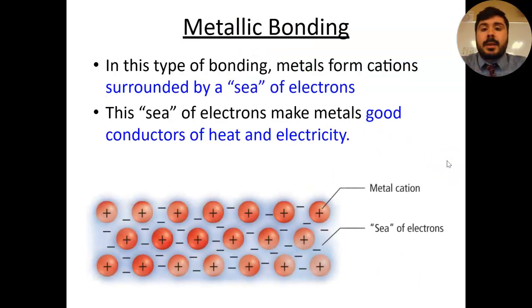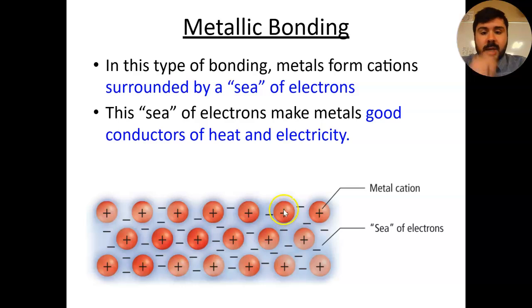Okay. The last thing we're going to talk about here is known as metallic bonding. I very briefly mentioned metallic bonding at the very start of this chapter, but I'm talking about it briefly again at the end of the chapter because we don't really talk too much about it in this unit. In this type of bonding, metals form cations surrounded by a sea of electrons. This sea of electrons makes metals good conductors of heat and electricity.